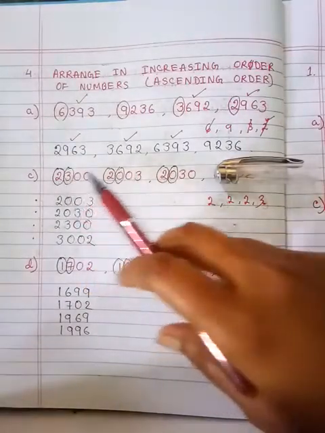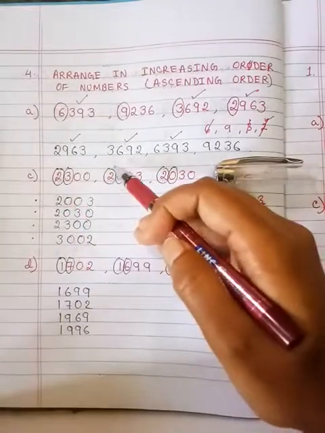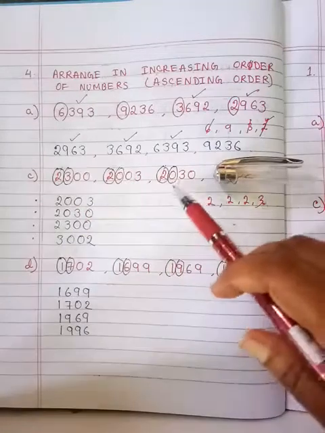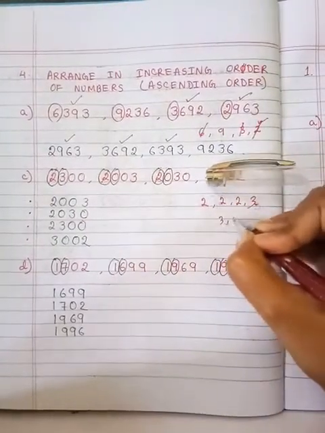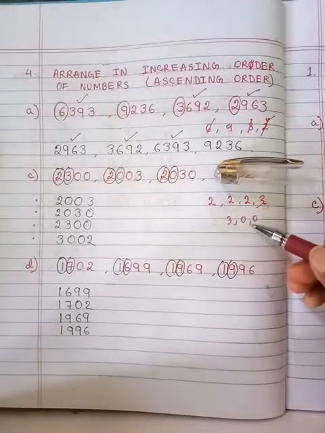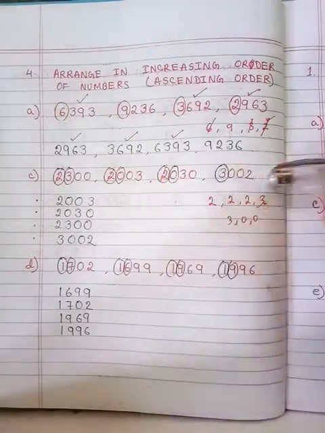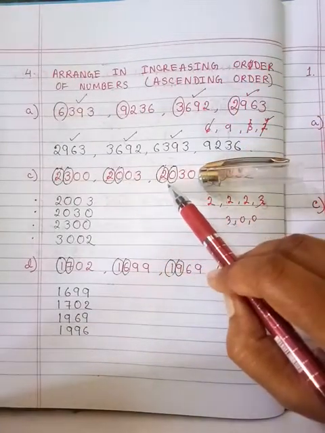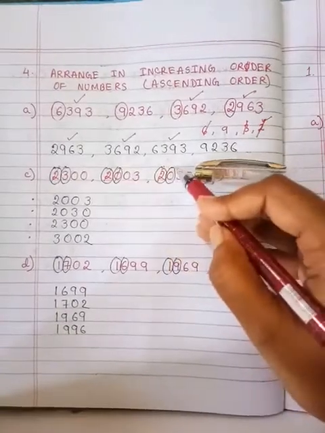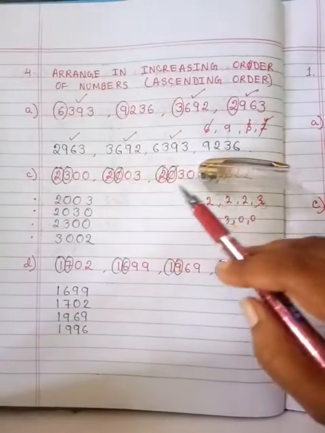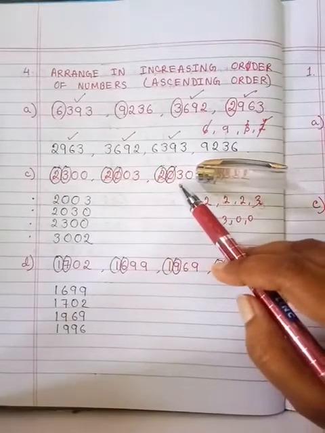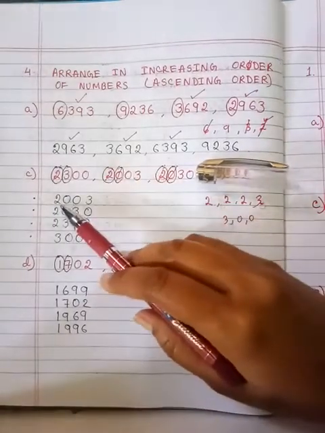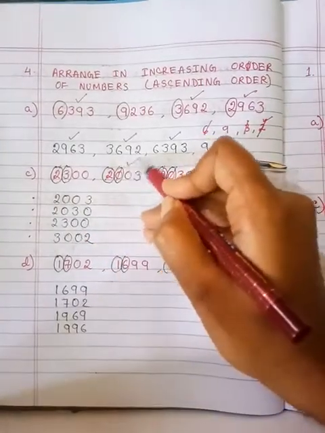So now forget about this. In these 3 numbers, first digit is same. So you can conclude from these first digits. Next, check the next one. 300. Which one is smallest? 0 is smallest. But we are getting 0 in these 2 numbers. Now you have to check the next 2 digits. This is 0 and this is 3. Between 0 and 3, which is smallest? 0 is smallest. So 2003 is the smallest number.